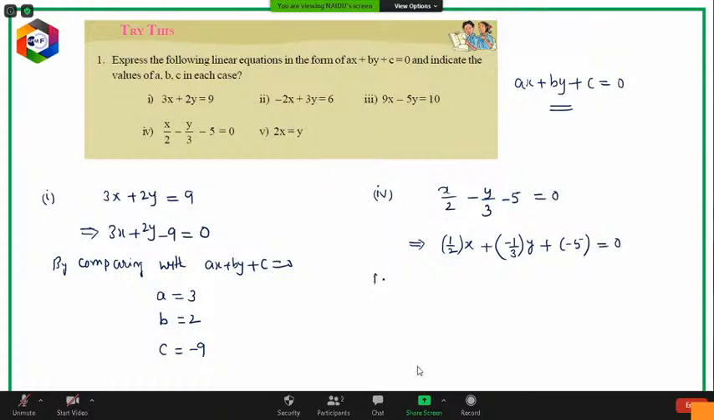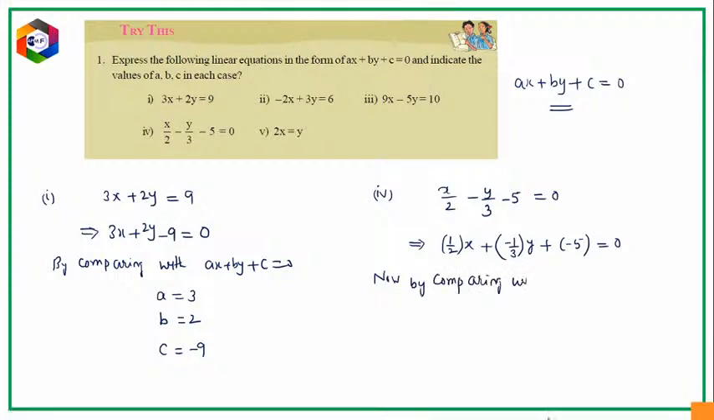Now, by comparing with ax plus by plus c is equal to 0, the x coefficient is a. So here the value of a is 1 by 2, and the value of b is the y coefficient, which will be minus 1 by 3. Finally, the value of c is the constant term, which will be equal to minus 5.